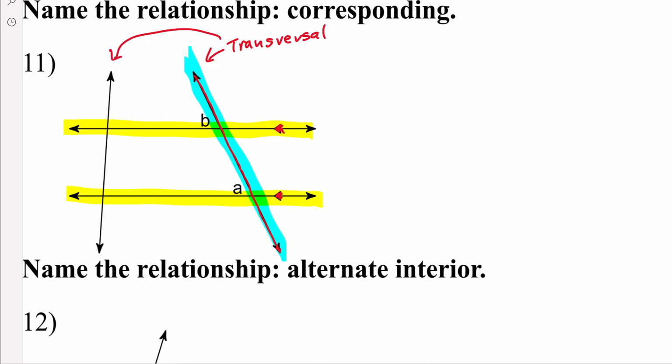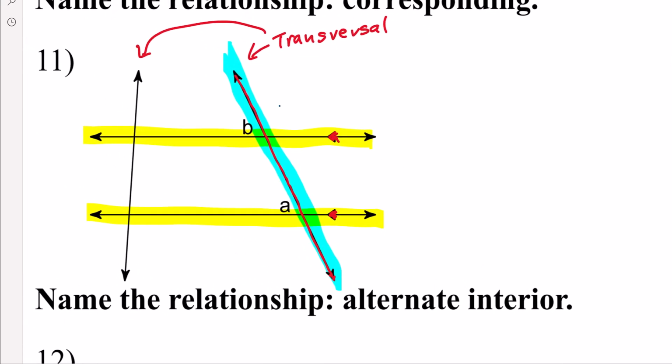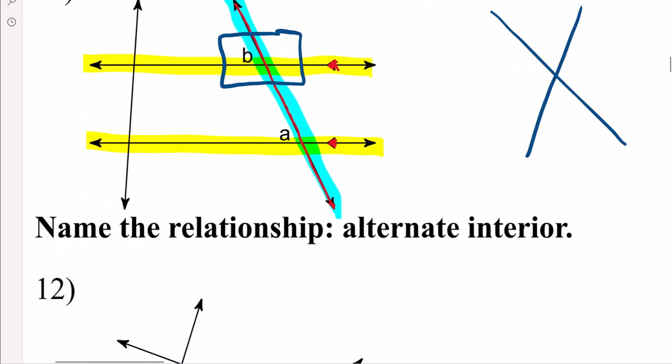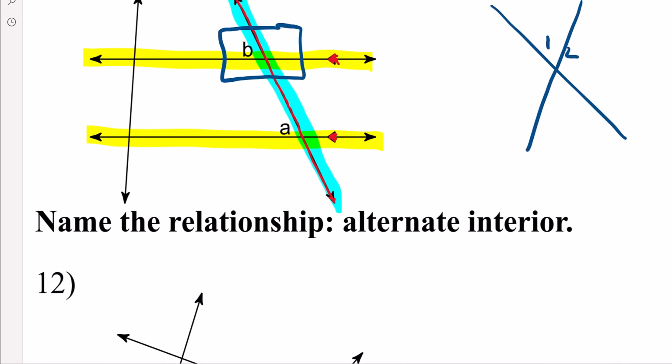Here's another transversal, but we're going to focus on the one that I've highlighted in blue. They're wanting you to understand the relationship between angles A and B. Here is the way that I often show my students. So imagine we put a box. Notice there are four angles right there. Anytime you form an X, you've got 1, 2, 3, 4 angles, right?